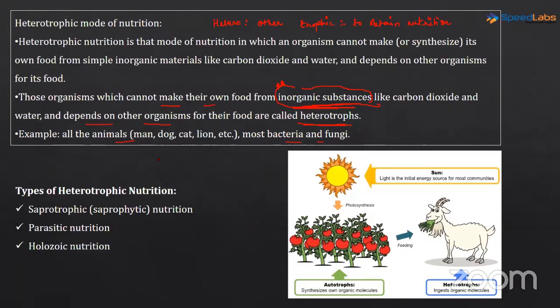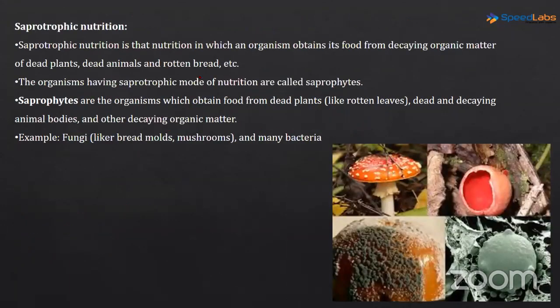Then we read about the different types of heterotrophic mode of nutrition: saprotrophic nutrition, parasitic nutrition, and holozoic nutrition. Okay, now saprotrophic nutrition: in this, the organisms obtain food from decaying organic matter of dead plants, dead animals, rotten bread, etc. The organisms following this mode of nutrition are called saprophytes or saprotrophs.